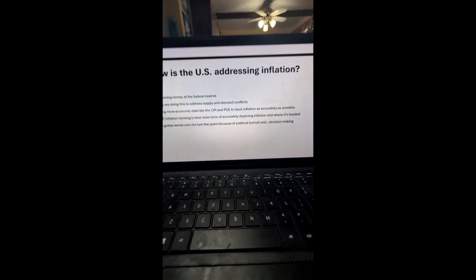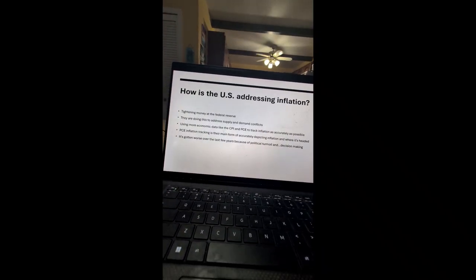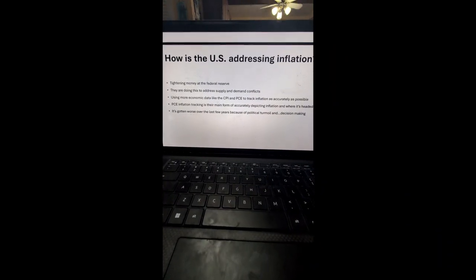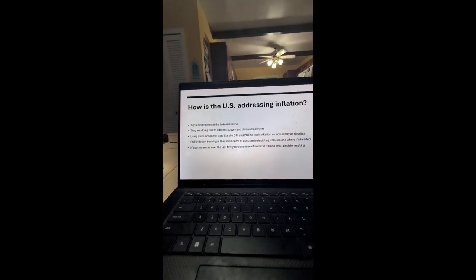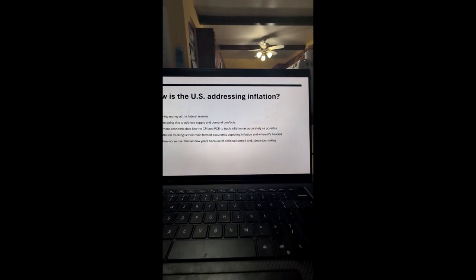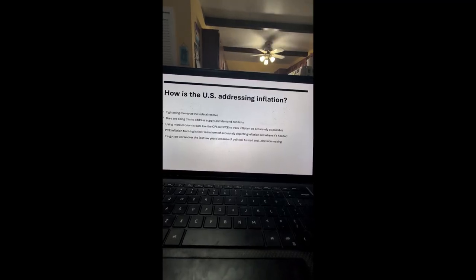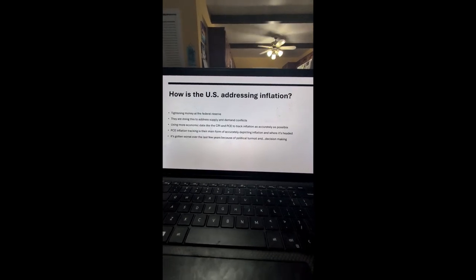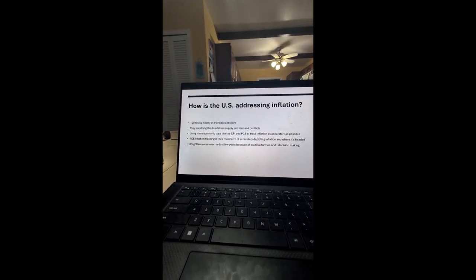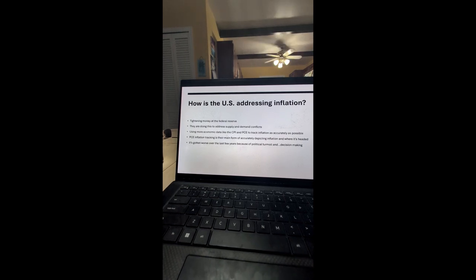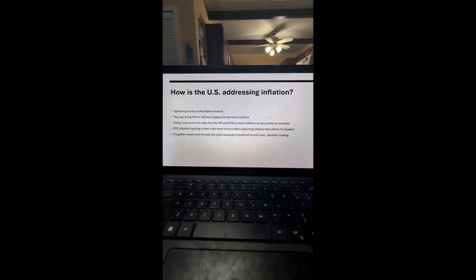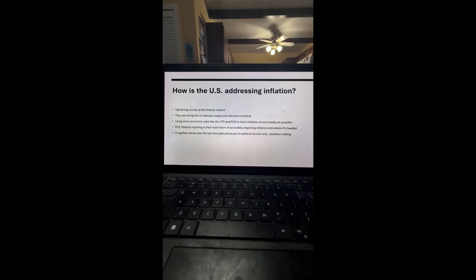So how are we addressing inflation? I think I wrote at the bottom here, it's gotten worse over the last couple of years because of a lot of political turmoil between our country and other countries and decision making in that regard. So really, they're tightening money at the reserve level. There are a lot of supply and demand conflicts with all of this. So when they're calculating supply and demand and putting those into inflation and tariffs and unemployment, all of those things, it's really doing it to address all those things and tightening the money.